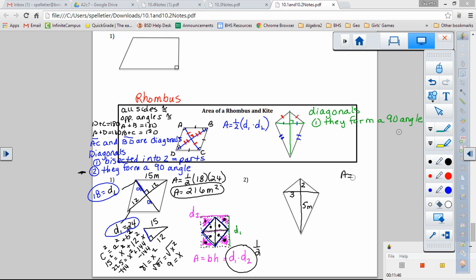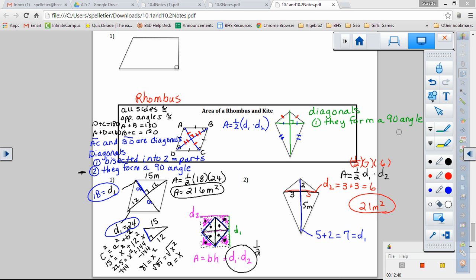So area is going to be 1/2 diagonal 1 times diagonal 2. So we're multiplying these all together. So this diagonal has a total of 5 plus 2, or 7. So we'll call that diagonal 1. And then diagonal 2 has 3 here, but we also know that this must also be 3, because we know those are broken into 2 equal parts. So diagonal 2 equals 3 plus 3, or 6. So I have diagonal 1, which is 7, diagonal 2, which is 6, times 1/2. So 1/2 times 7 times 6 gives me 21 meters squared.